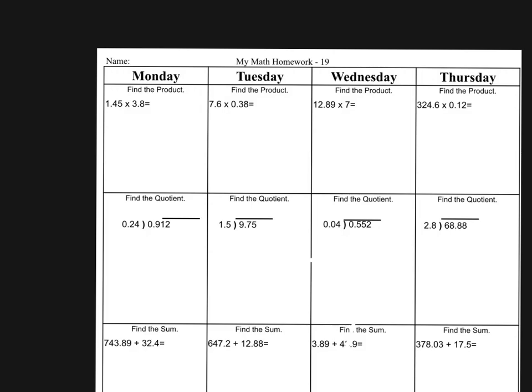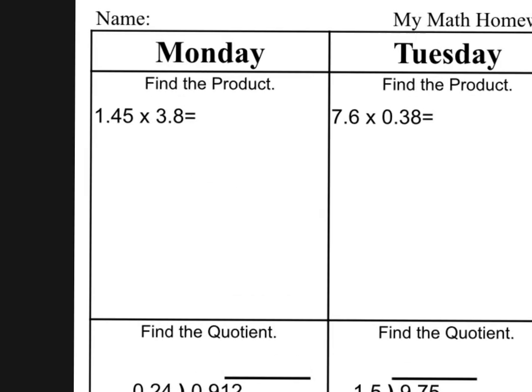This is my math homework number 19, Monday. For the first one, it says find the product 1.45 times 3.8. We're going to imagine they're whole numbers and multiply 145 times 38. So here we go. 145 times 38.